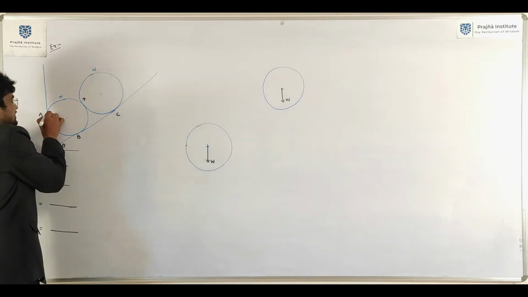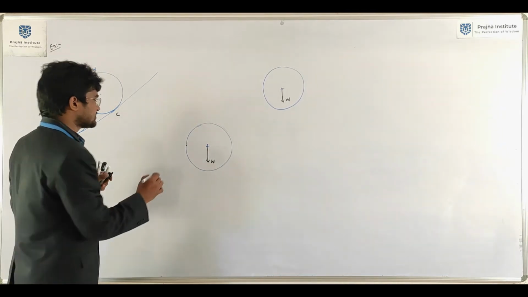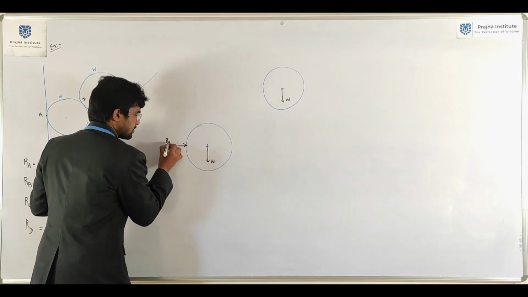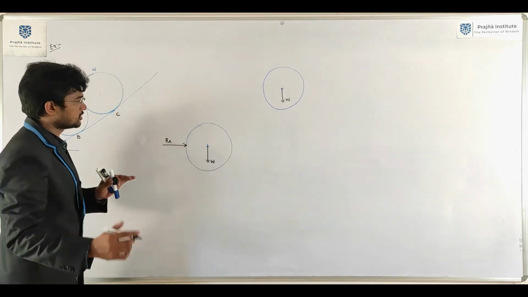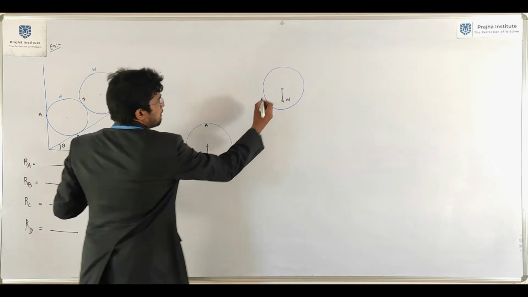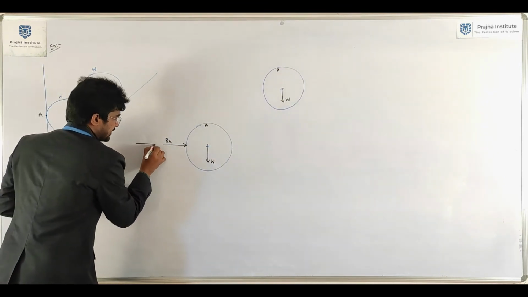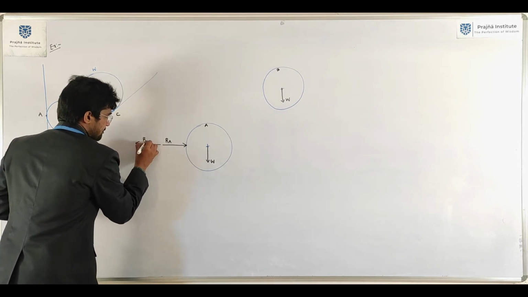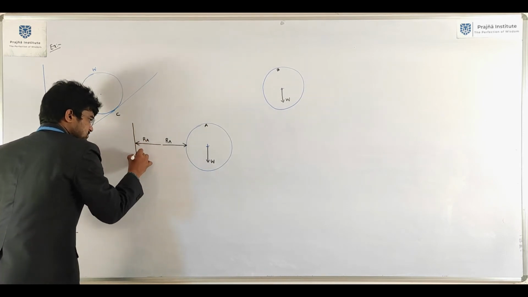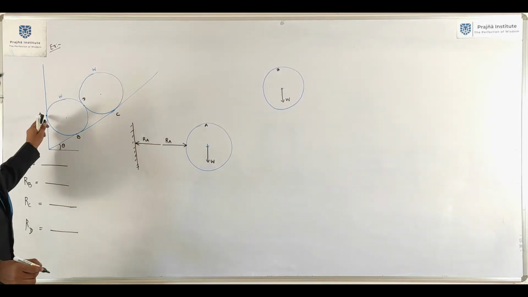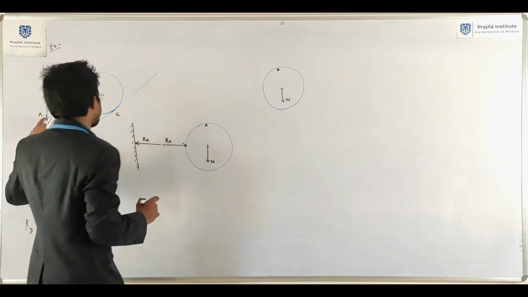At every contact point, two normal reactions will be acting. One is RA. One RA is acting on the block A, and the roller, sorry. It is RA. It is the vertical reaction. Clear na?